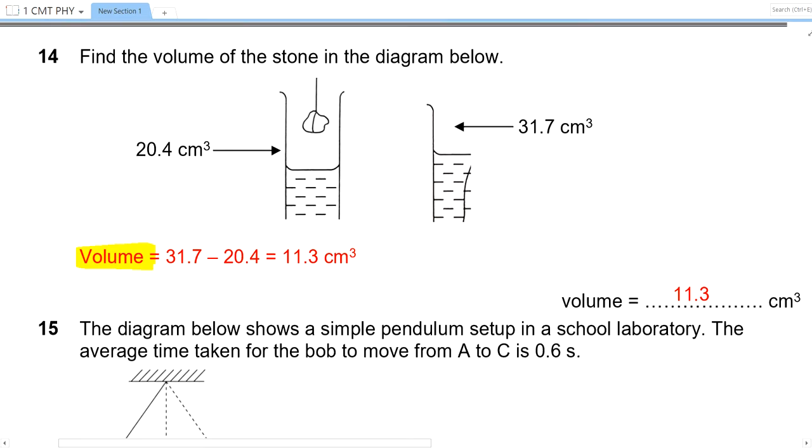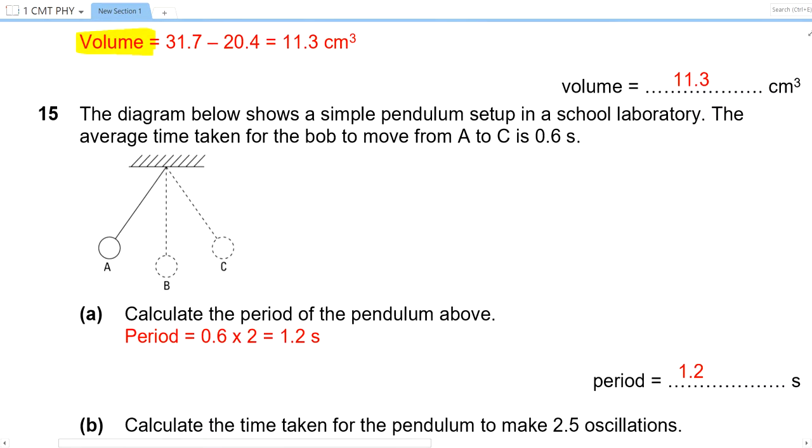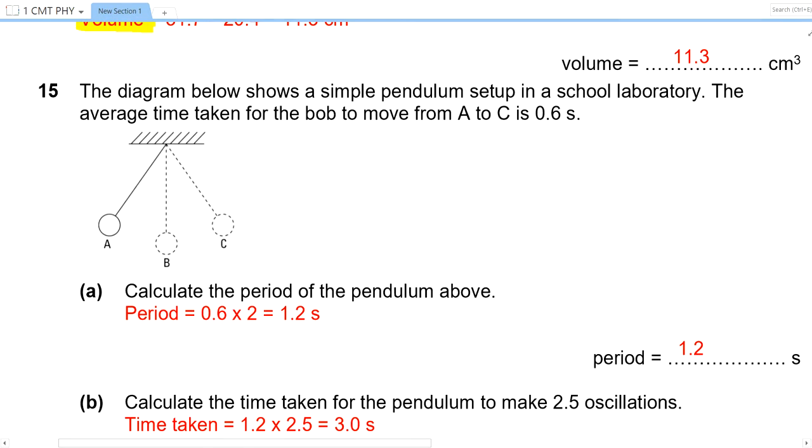Okay, moving on. Time taken from A to C is 0.6 seconds. Does A to C count as one full cycle? Yeah, it's half a cycle. It needs to go back, right? Remember the wall fan? We needed to wait for it to go back to its starting position before we can say that it has finished one cycle. So the period. All these should be good habits for you. Period equals 0.6 times 2, you get 1.2 seconds.